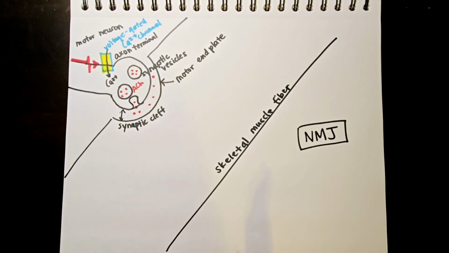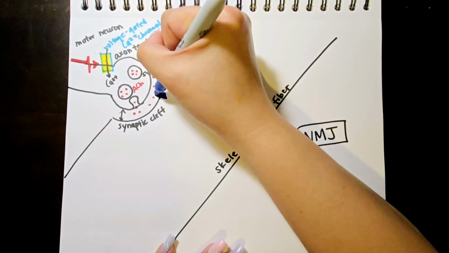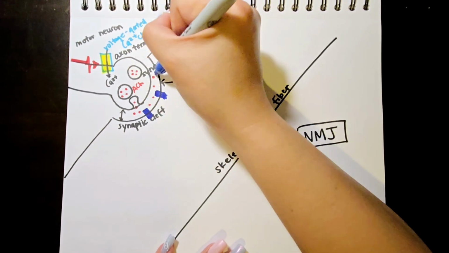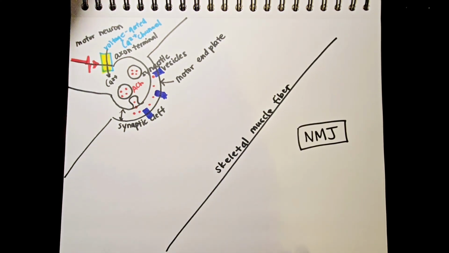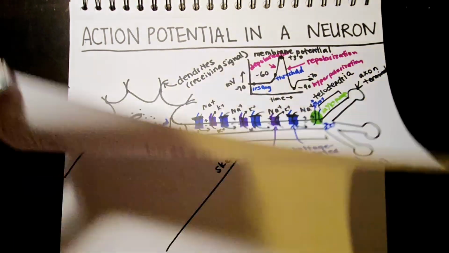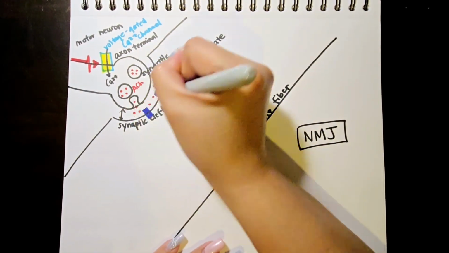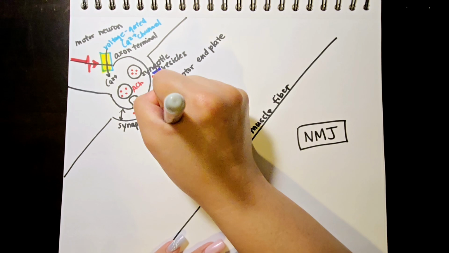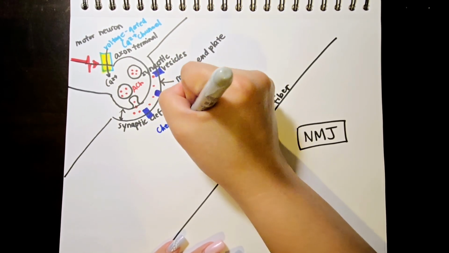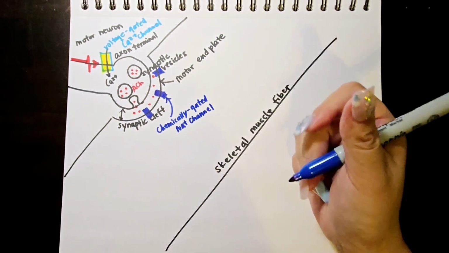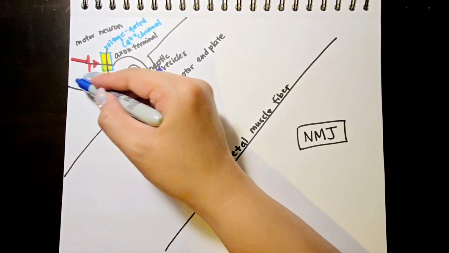Now on the skeletal muscle fiber side, on the motor end plate, you also again have sodium ion channels. And these are essentially the same ones we saw here, okay? But now it's just on the skeletal muscle fiber side instead. So these are what we call the chemically gated sodium ion channels.